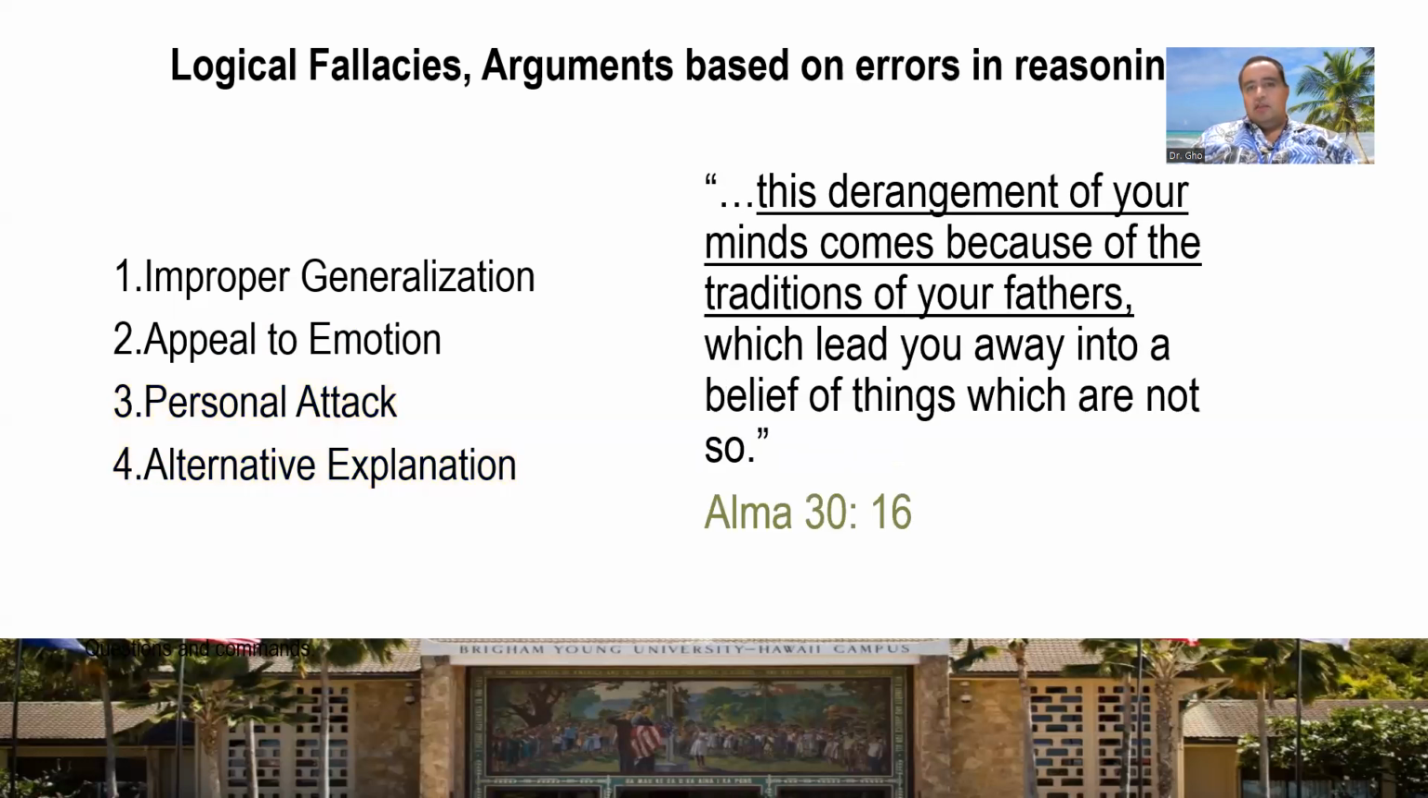It continues: "This derangement of your minds comes because of the traditions of your fathers, which leads you away into a belief of things which are not seen." Pause it for a second and identify the fallacies.